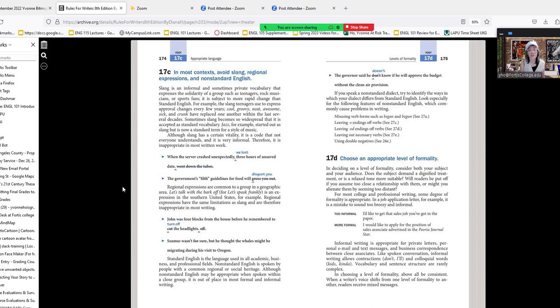The governor said he don't know if he will approve the budget without the clean air provision. In some parts of the country, it's okay to say he don't know, but if you're writing to your boss and you're at work, you need to stick to standard English. So the governor said he doesn't know if he will approve the budget without the clean air provision. If you speak a non-standard dialect, try to identify the ways in which your dialect differs from standard English. This also goes for pronunciation as well.